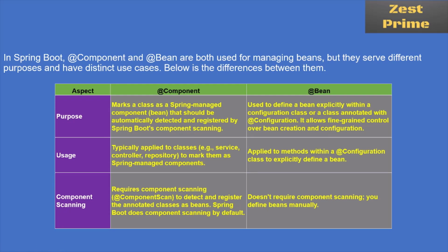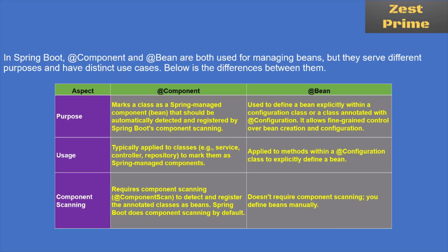The third one is component scanning. For @Component, Spring Boot will detect it automatically, so we need not write any additional configuration. We can use @ComponentScan to detect or register annotated classes, but Spring Boot does not require any such thing. It will detect your components automatically and initialize the beans. Whereas in the case of @Bean, you just define @Bean on top of the method wherever it is required, and it will scan automatically and try to inject the objects.